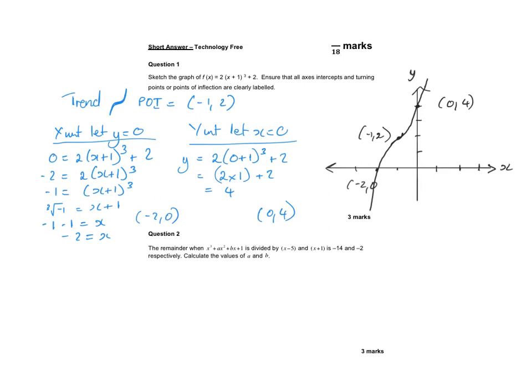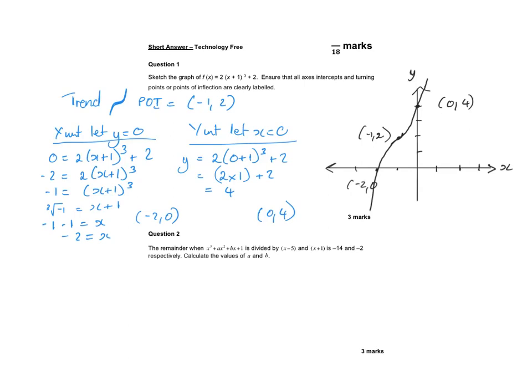All right, the next one says the remainder when x cubed plus ax squared plus bx plus 1 is divided by x minus 5 and x plus 1 is -14 and -2 respectively. Calculate the values of a and b. This question was done quite poorly, so it's very important that you have a look at this one. All right, so what do we know from this question?